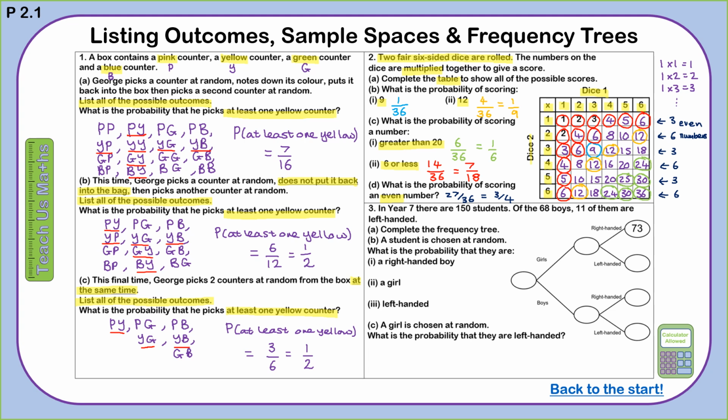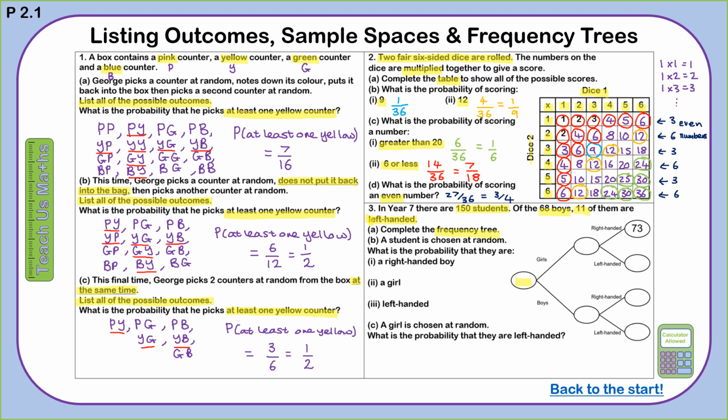Question 3. In Year 7, there are 150 students. Of the 68 boys, 11 of them are left-handed. Part A, complete the frequency tree. So let's take a look at the frequency tree then. At the front, we will have the total frequency. In this case, the total number of students in Year 7.